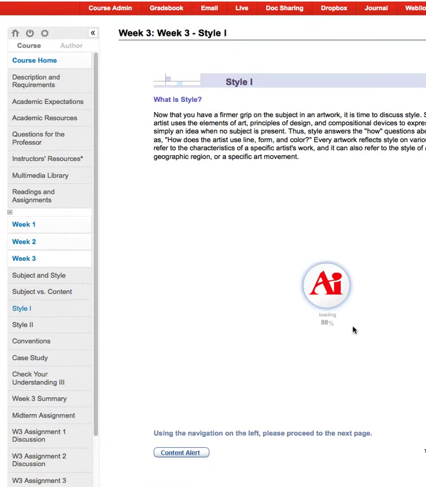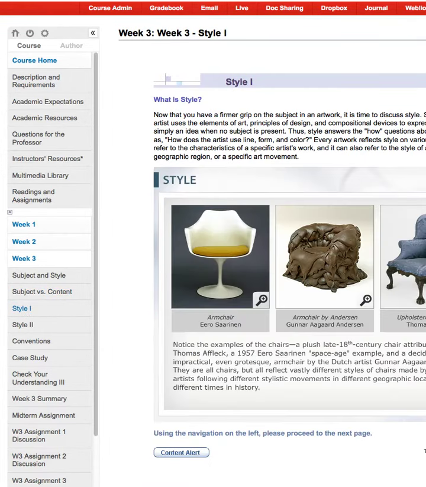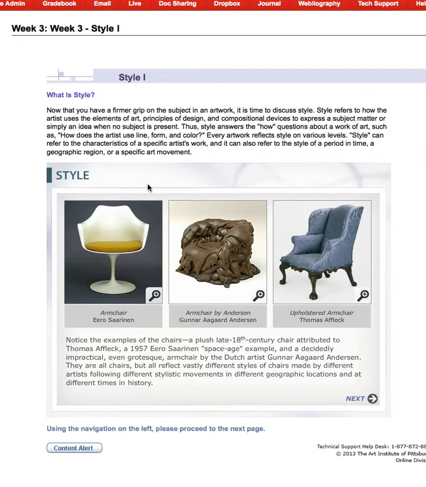We have to wait for this wonderful slideshow to load up. Now, in this particular case, and I'll adjust that, the style, the subject is clearly a chair. All of these, they're chairs, right? And in that, they're functional. And we'll talk about functional a little later. But look at how the style of that chair is rendering the chair, all right? So this is where we're talking about style.